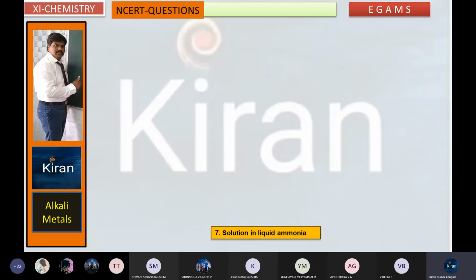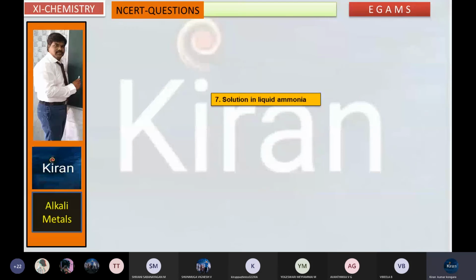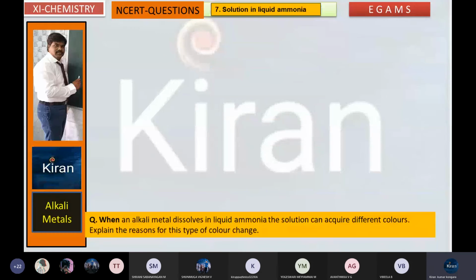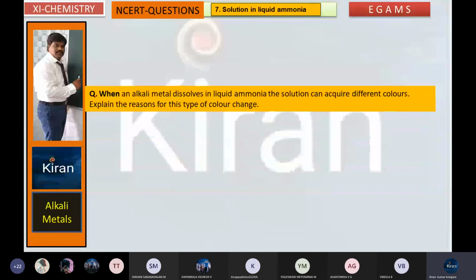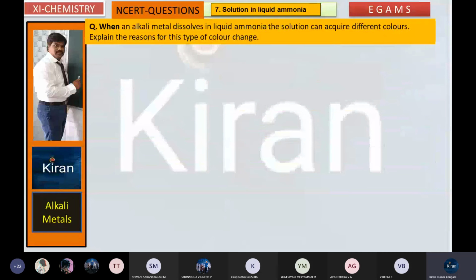So in NCERT, the question based upon the solution in liquid ammonia will come in this way. When alkali metal dissolves in liquid ammonia, the solution can acquire a different color. Explain the reason for this type of color change. When alkali metal dissolves in liquid ammonia, what product will form and what type of color you are going to get, that we are going to discuss.